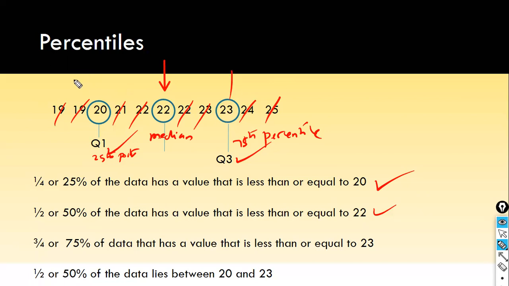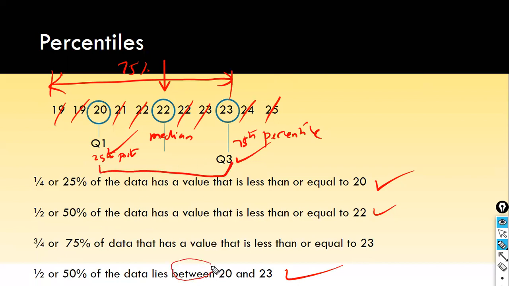Okay, fine. And say this is my 75th percentile. How do you interpret this? 75% of the data has a value that is less than or equal to 23. So 25% of data has values less than or equal to 20, 50% of data has values less than or equal to 22, and 75% of data has values less than or equal to 23. Pretty simple. Now, this is the trickiest part. 50% of the data lies between 20 and 23.